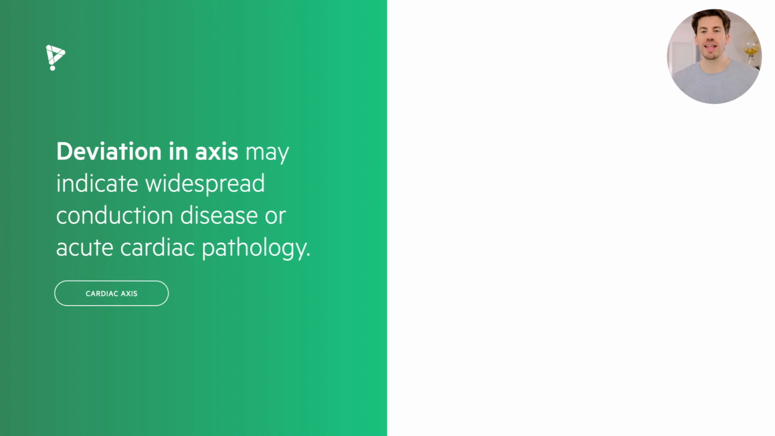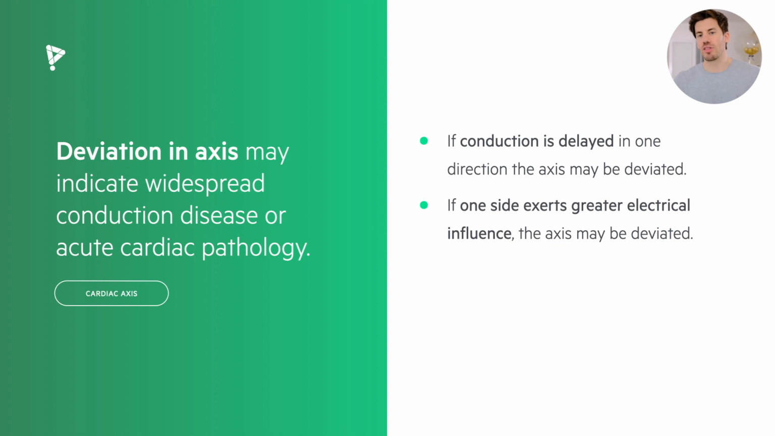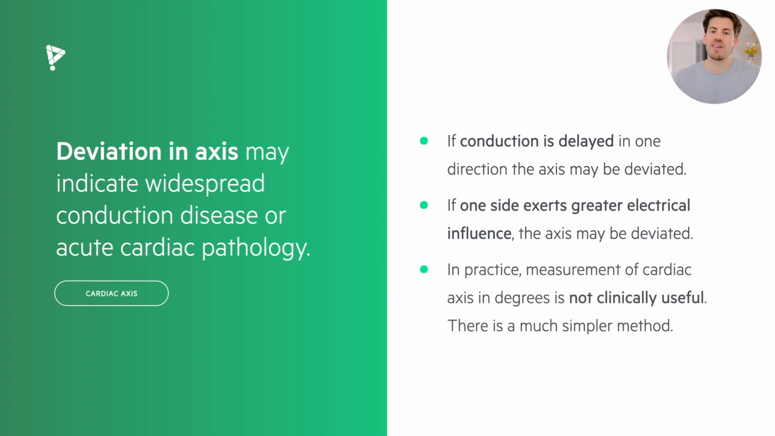So deviation in axis, deviating left or deviating right, may indicate underlying conduction disease, so disease to the pacemaker cells and conduction system, or it may indicate acute cardiac pathology. So if conduction is delayed in one direction, the axis may be deviated. So it can be deviated to the right, or it can be deviated to the left. If one side exerts greater electrical activity, so let's say we have a really big, bulky right ventricle, then we may get deviation because a greater amount of electrical activity is going towards the right ventricle.